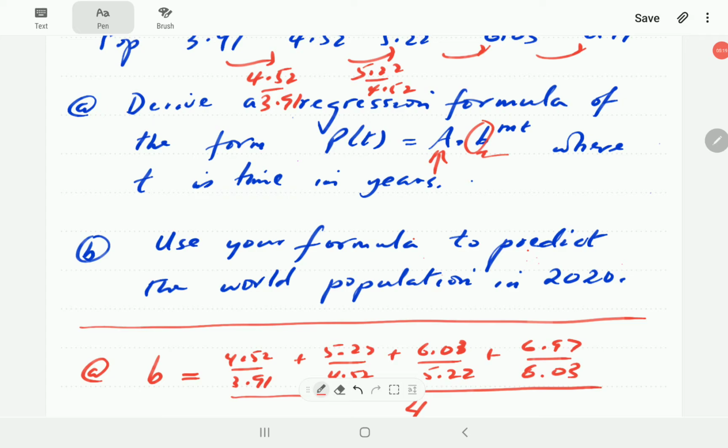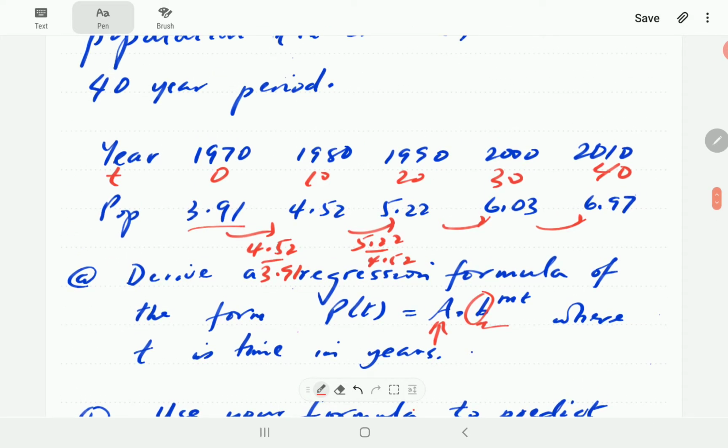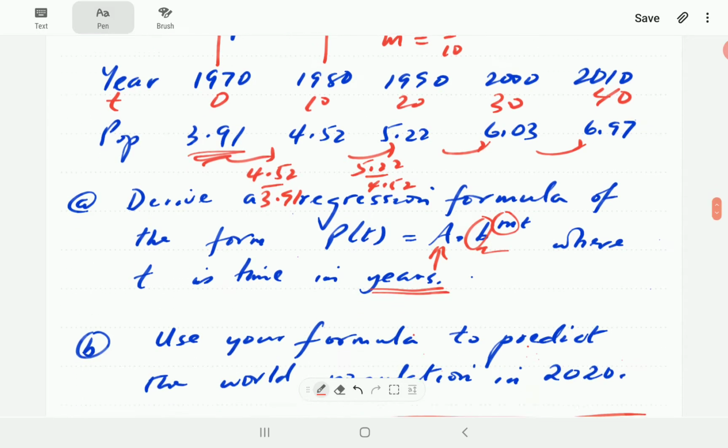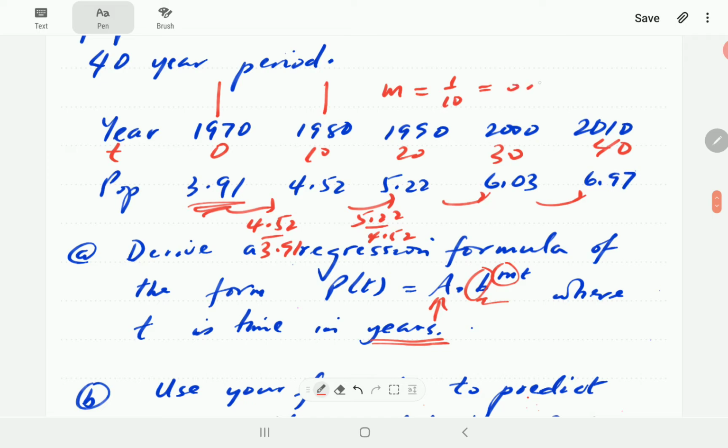A is the value of the population when t equals 0. So in our case, it's simply going to be 3.91. Then M is the number of times we compound, in this case per year. So here the population is taken once every 10 years. So that means in a year we compound 1 over 10 times. Because if we take the population 10 times in a year, then M is 10. But in this case, we take it once in 10 years. So M is going to be 1 over 10, or 0.1.